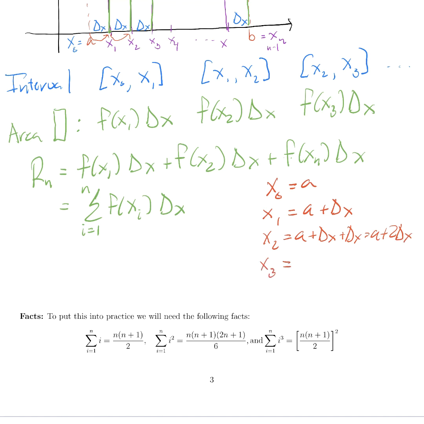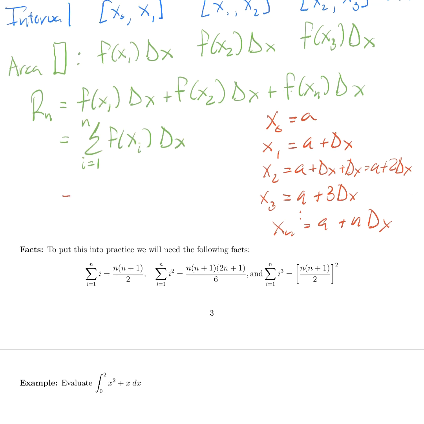To get to x3, what do we do? We add a third delta x. We started at a, we went 1, 2, 3 delta x's. A plus 3 delta x's. We'll keep going till we get to xn, which is a plus n delta x's. Okay, so Rn then is the sum from i equals 1 to n of f of a plus, let's see, here's 0, here's a 1, here's a 2, here's a 3. It's just i times delta x.